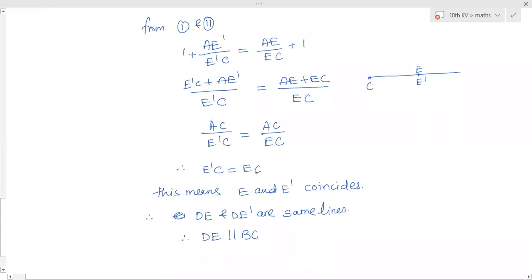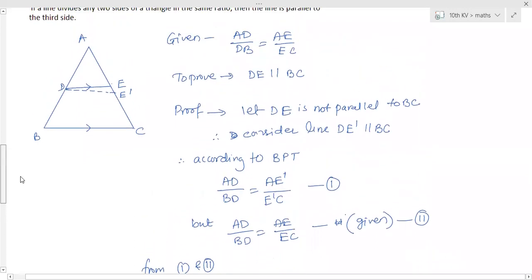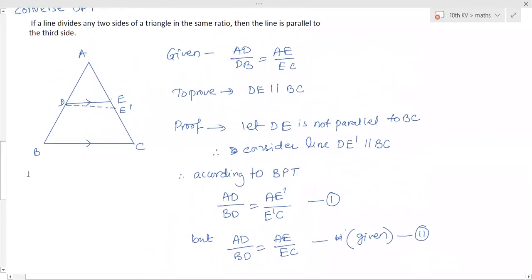Is this clear? Yes, ma'am. Everyone? Yes, ma'am. So write down the statement as well as the proof.